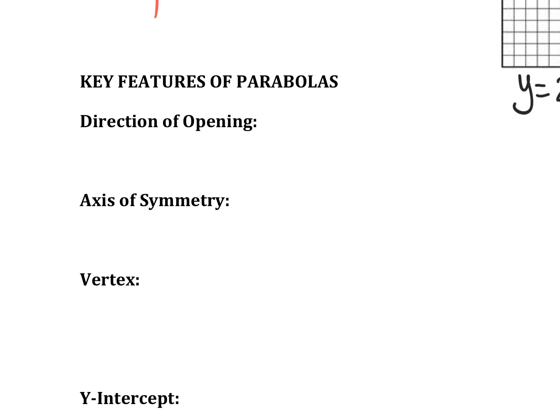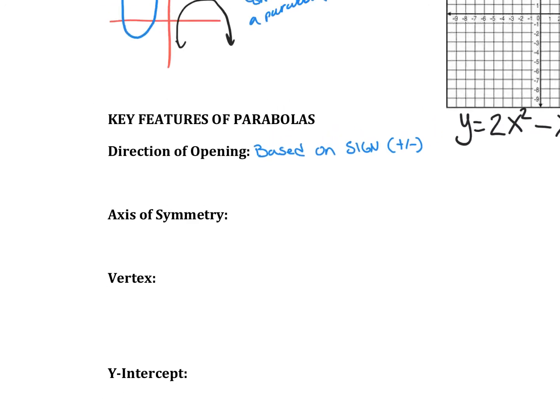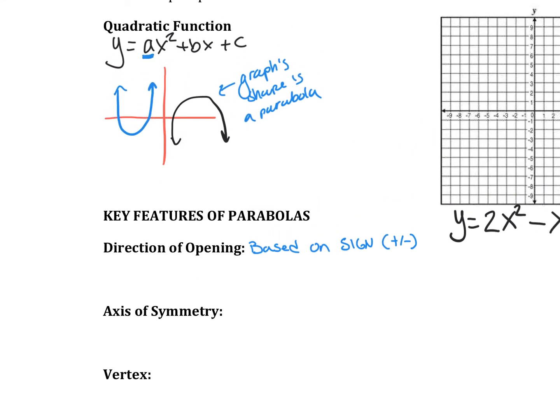If they're opening up, the arrows point up. If it opens down, the arrows point down. And this direction of opening is based on the sign, whether it's positive or negative, of a, that coefficient in front of x squared. If we have a positive a, then our graph opens up. And if it's a negative a, the graph opens down.